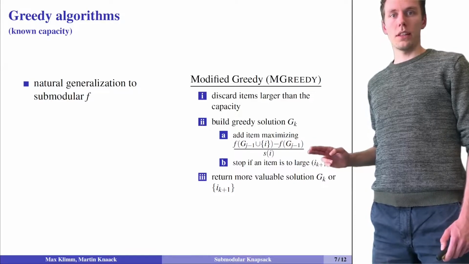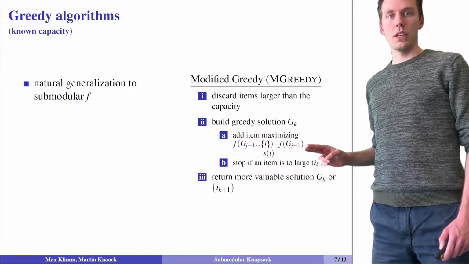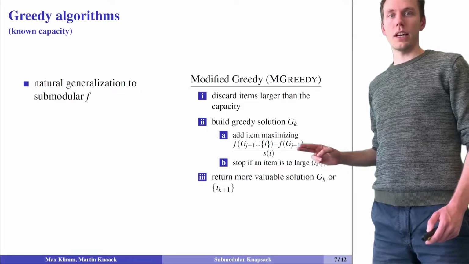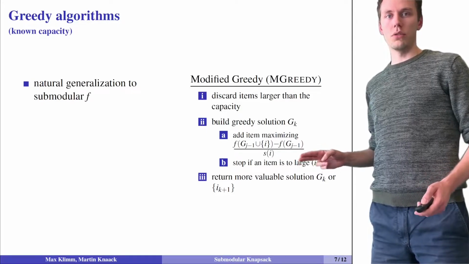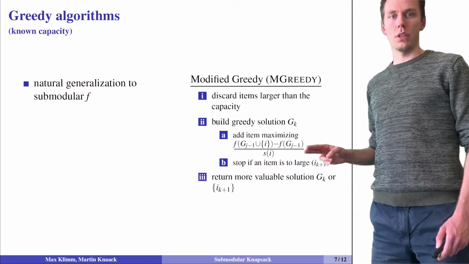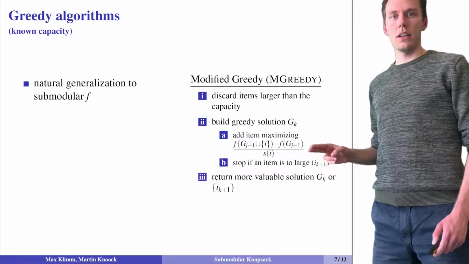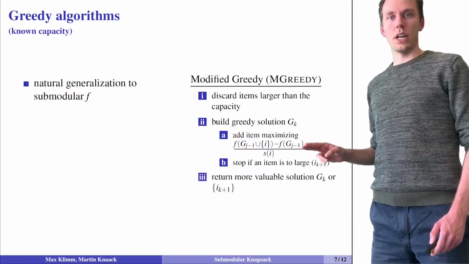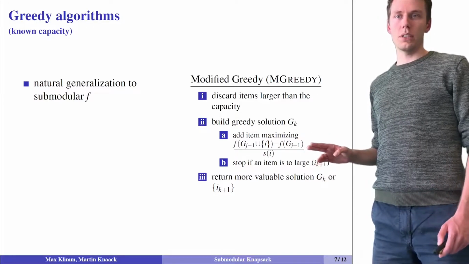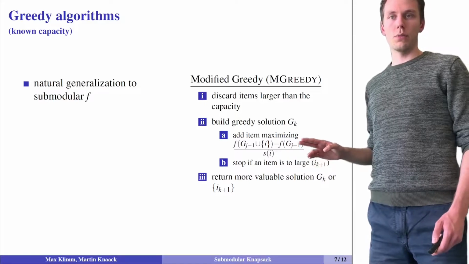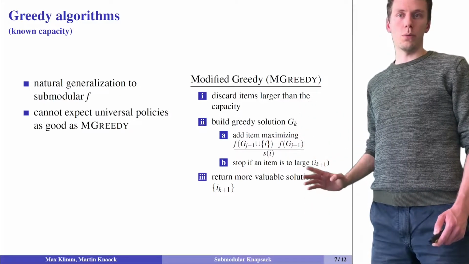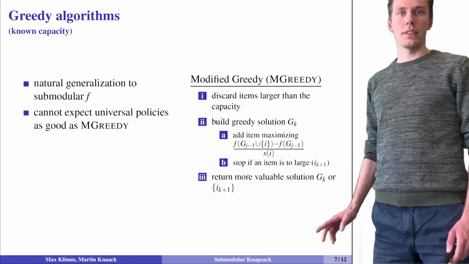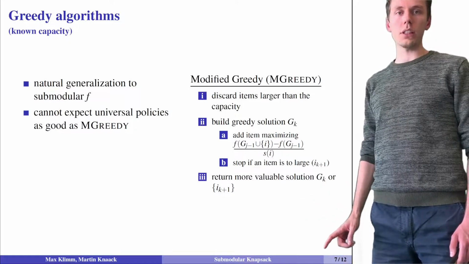But note that this changes a lot here. If we start with two different items, so consider two different capacities, where we start with two different items at these capacities, the greedy orders, they are created by this step 2a here, can look completely different. And this is different to the linear case, and this is why we totally cannot expect universal policies as good as this modified greedy algorithm.